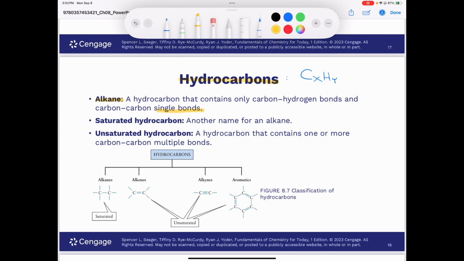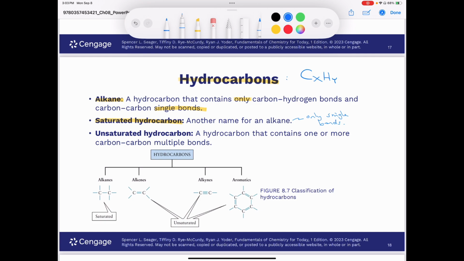Only single bonds in an alkane. So if you see a hydrocarbon and there's only single bonds in that hydrocarbon, that is an alkane. And we call an alkane a saturated hydrocarbon. Why? Because it only has single bonds. So it says here it's another name for an alkane, but I want to remind you again, and I'm repeating what's on the slide already, only single bonds. If you see a double bond or a ring, it is not a saturated hydrocarbon.